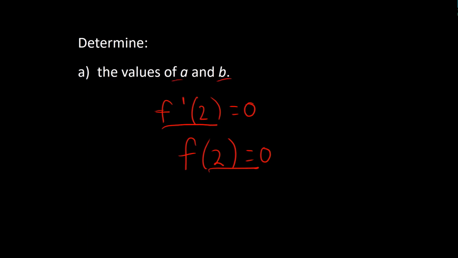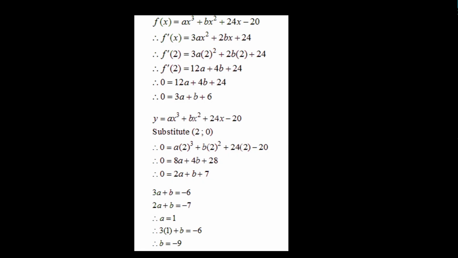Because this is quite a long one, I've already done the working out for you. The function is given as f of x equals a x to the power 3 plus b x squared plus 24x minus 20. To find the derivative, I multiply the 3 by the a, so I get 3a, and then subtract 1 from the power, so I get x squared. Same process again: 2 times b gives me 2b, subtract 1, I just get x, plus 24. The derivative of 20 is 0.